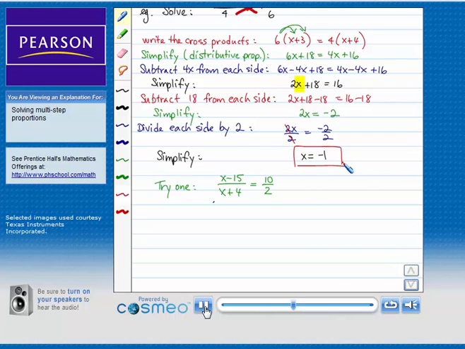Why don't you go ahead then and try to solve the following proportion. x minus 15 over x plus 4 is equal to 10 over 2. I'll leave it on screen here so you can look at the steps that I've done above and try to follow along. And when you're finished, or if you need help, hit continue and I'll check the results with you.